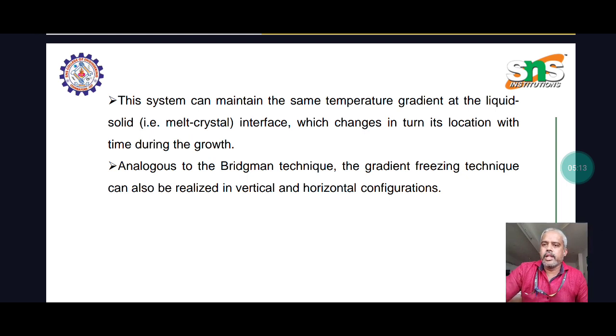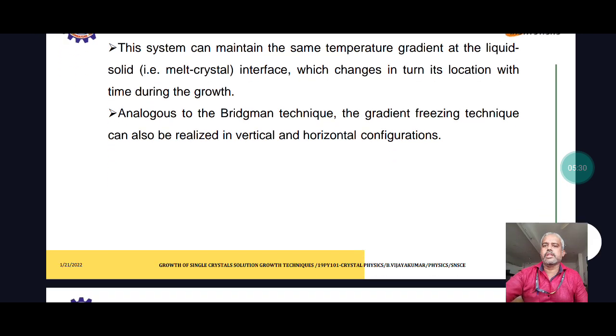The liquid-solid interface changes its location with time during the growth of the crystal. The Bridgman technique and the gradient freezing technique can both be realized in vertical and horizontal configurations.